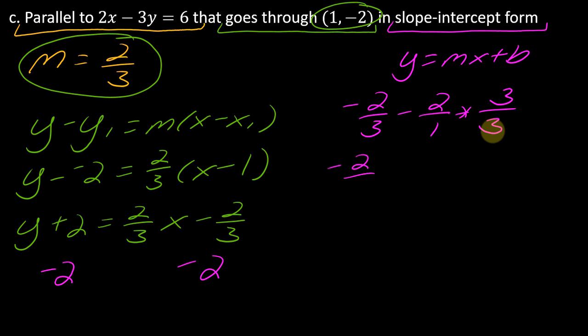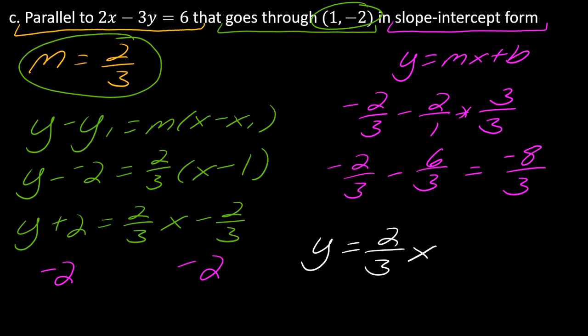So this is going to become negative 2/3 minus 6/3, and now I'm good to go, really. So now I could just subtract the tops together. So negative 2 minus 6, this will be negative 8/3. Okay, so that was the answer to negative 2/3 minus 2. So now I'm really good to go here. So my answer is going to be y equals 2/3 x minus 8/3.